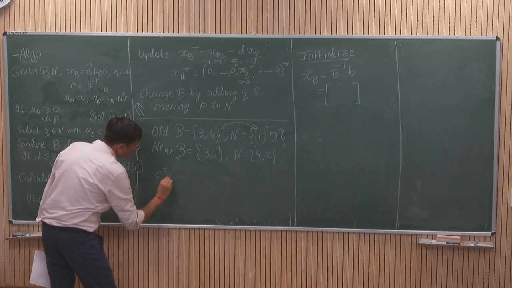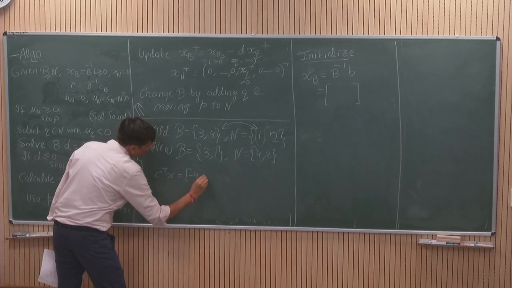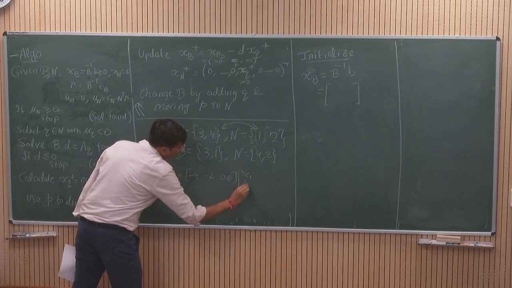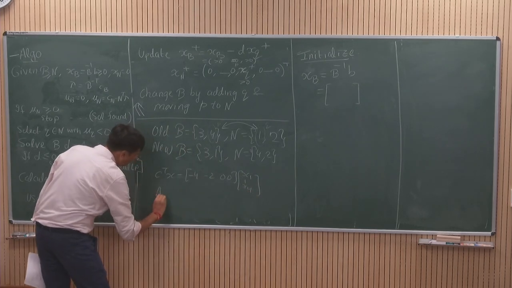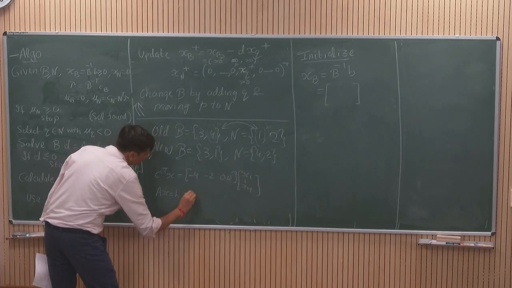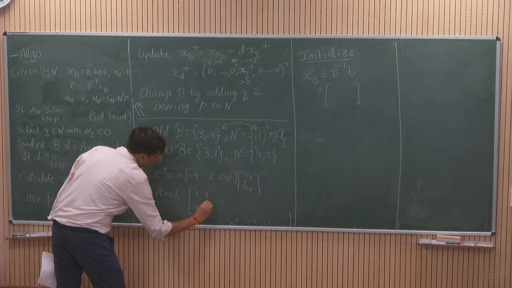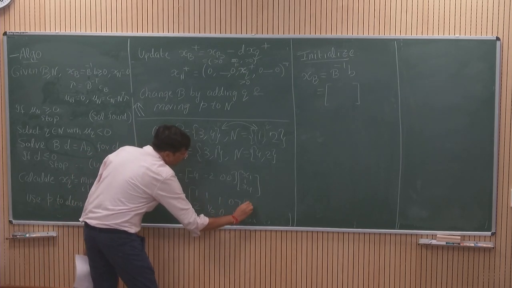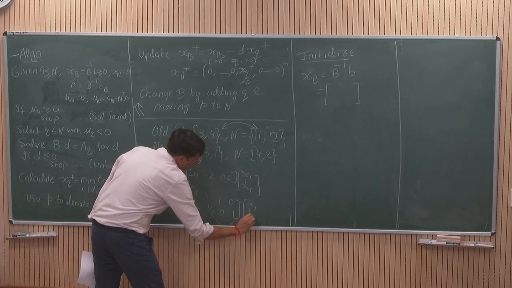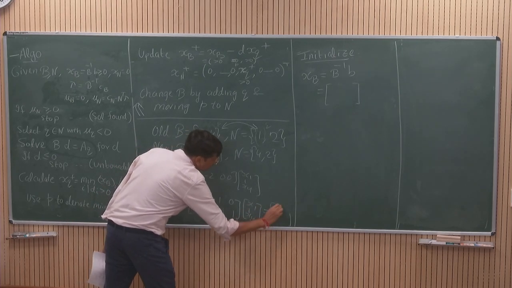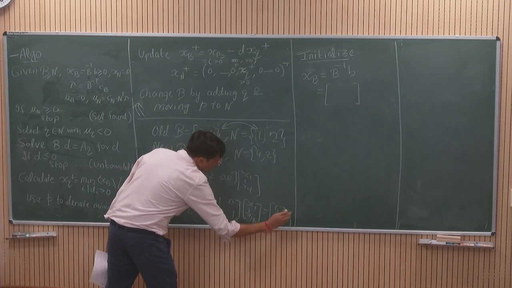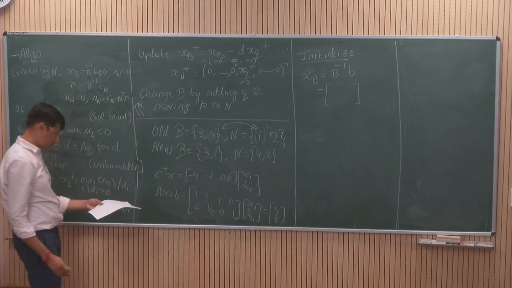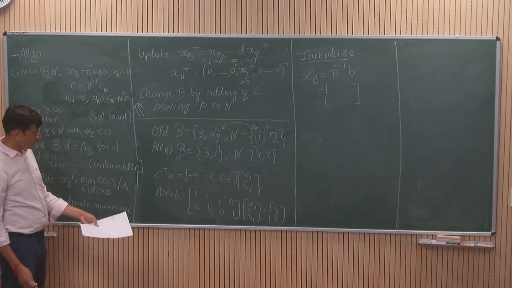Let C transpose x be written. So it's minus 4, minus 2, 0, 0, x1 to x4, and let Ax equal to b also be written. So that was 1, 2, 1 half, 1, 0, 0, 1, x1 to x4 equal to 5, 8. This was it, right? 1, 2, 1 half. Okay.